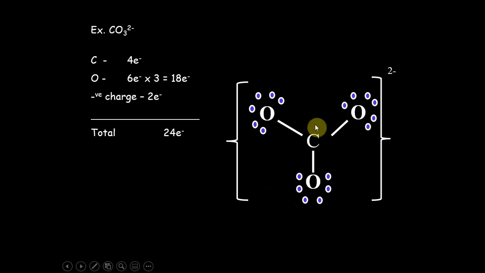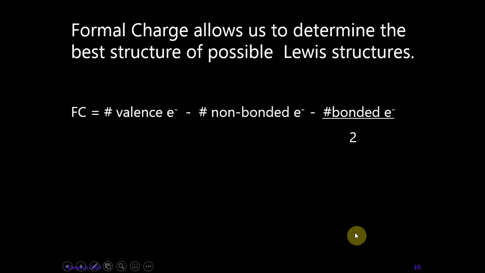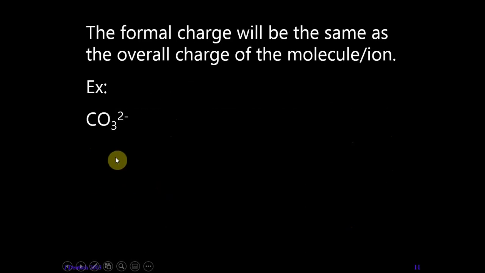So for example, there's this possibility here. I could move a pair into here to create a double bond, or here to create a double bond, or here to create a double bond. But you don't know which way is the best way to do this. And so what we do, we look at formal charge. So formal charge is simply the number of valence electrons minus the number of non-bonded electrons minus the number of bonded electrons divided by 2. All right, so in this example, we had the carbonate ion.